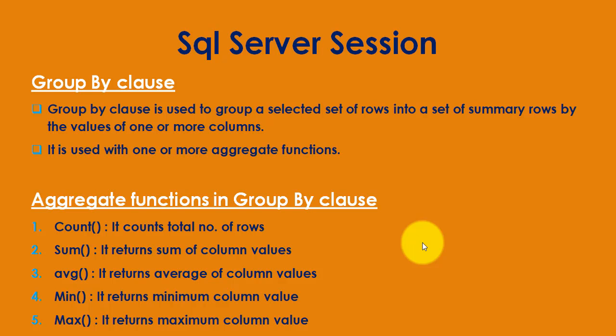The count aggregate function counts the total number of rows, sum returns the sum of column values, average returns the average of column values, minimum returns the minimum column value, and the maximum function returns the maximum column value. So let's understand these definitions by implementing a few examples.